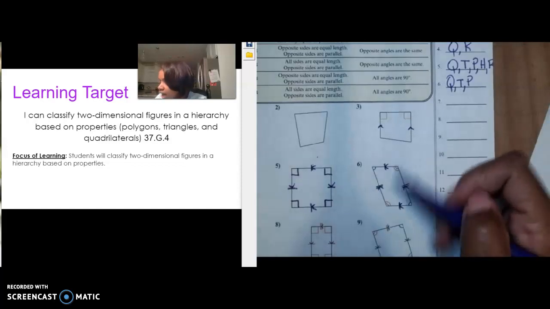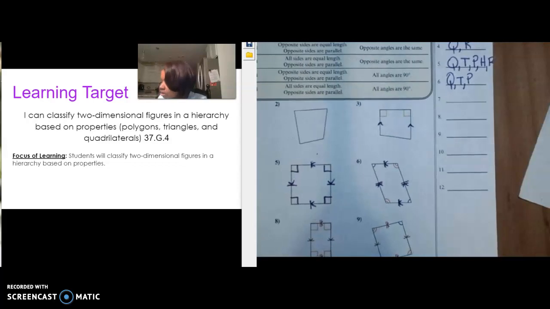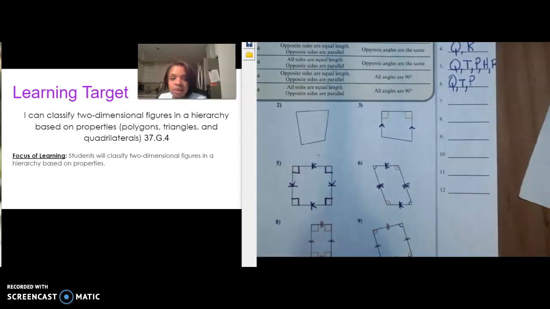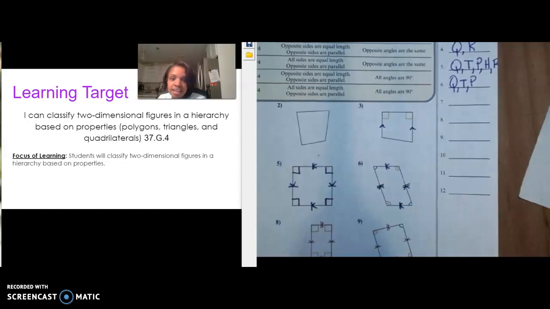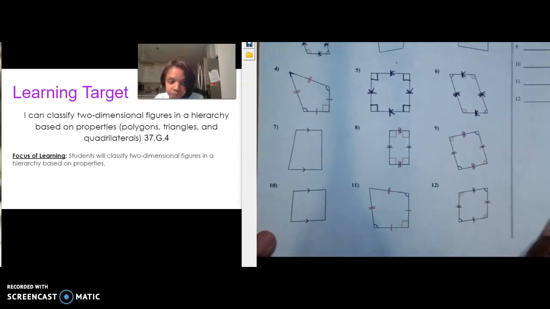Its angles are not congruent, and all 4 sides are not congruent. So because it has no right angles, it is not a rectangle, but it is a quadrilateral, it is a trapezoid, and it is a parallelogram. Okay, let's look at number 7.